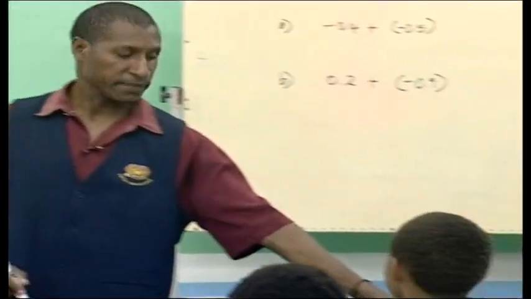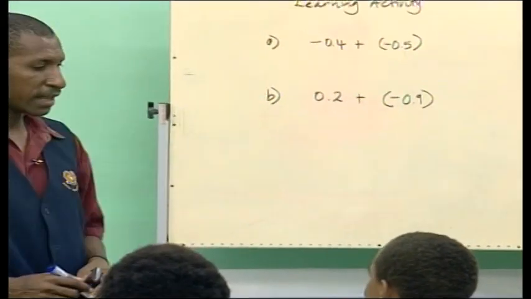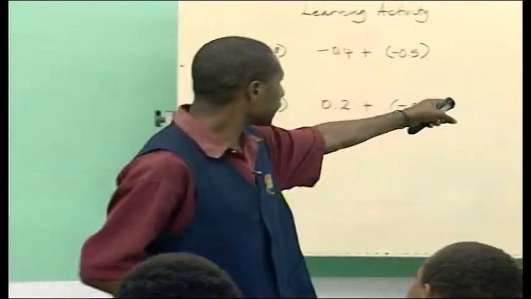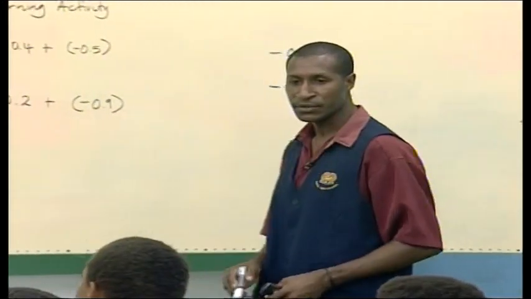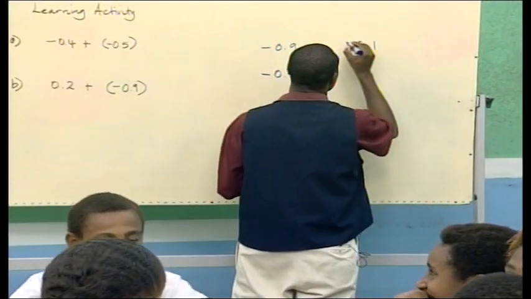Okay, Michael wants to give his answer for A. He thinks that the answer Maria gave is not correct. Okay, Michael? Negative 0.1. Thank you, Michael.